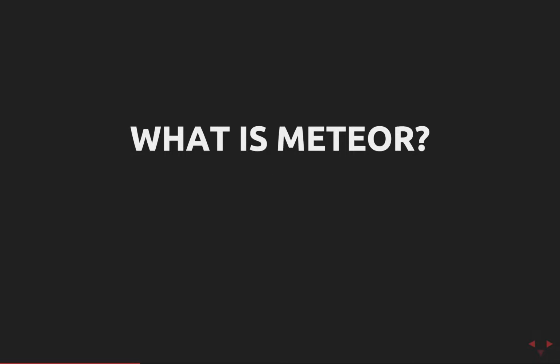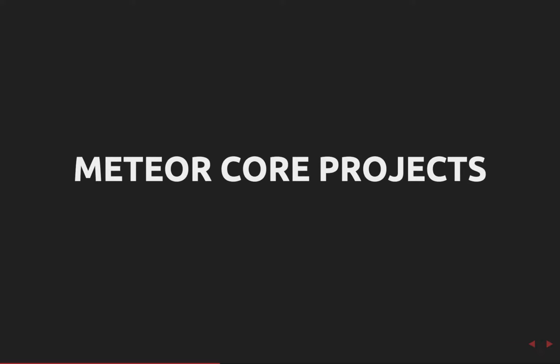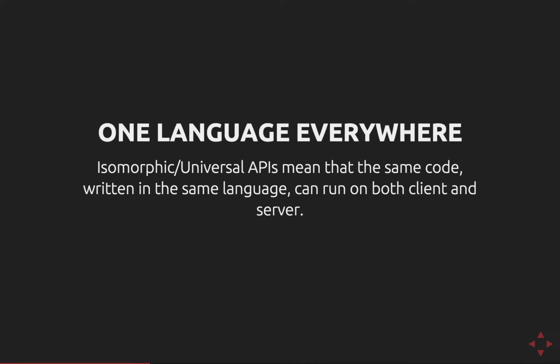So what is Meteor? It's an open source platform for building JavaScript apps, built to power the next generation of apps. Is there more down? There was. So, one language everywhere, talked about it. Because we can do that, we can have Node on the server, Node meaning you're running JavaScript on the server and the client. You can do things called isomorphic or universal, where you have the same set of code that runs on both the backend and the client. So that's less that you have to maintain, like isomorphic JavaScript.